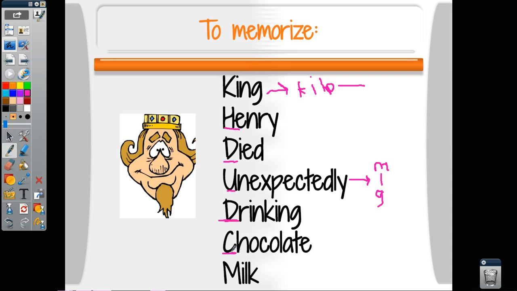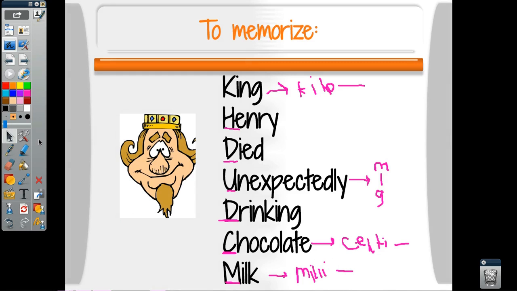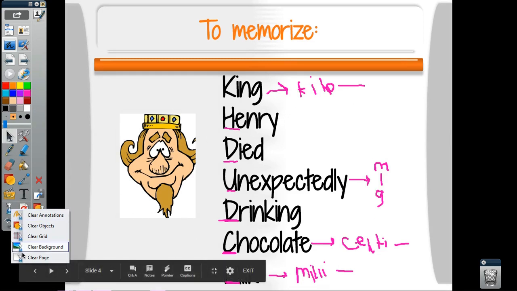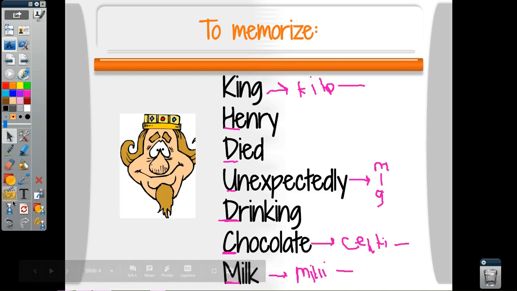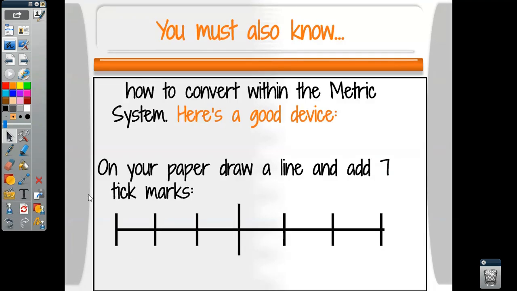Our D for deci, our C for centi. Oh man, Miss McMahon cannot write this thing. And then this little M down here stands for the prefix milli. So King Henry, as sad as his story is, helps us remember the prefixes kilo, centi, and milli for the metric system. Now I'm going to teach you how to actually convert.